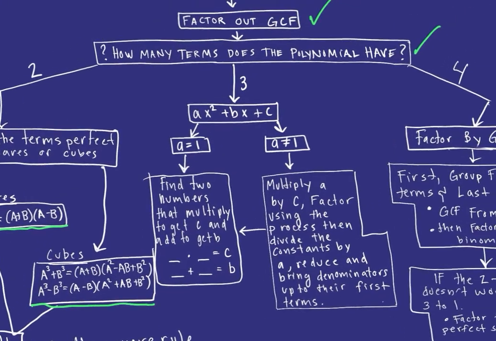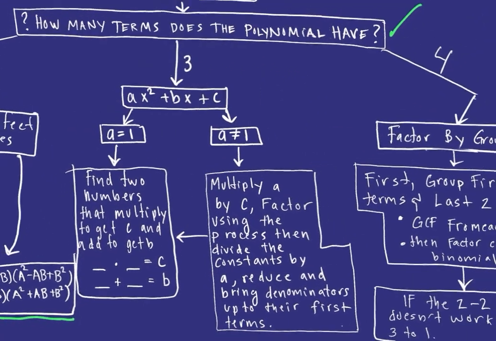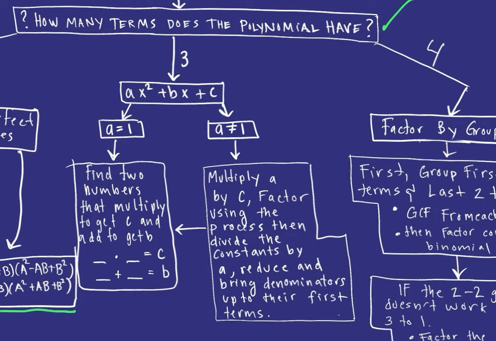Okay, then if the number of terms that we have are 3 terms, we're going to use the basic 3-term factoring, which is the factoring that you're probably used to hearing. If our A is 1, we find the 2 numbers that multiply to get to the last term and add to get to the first term.